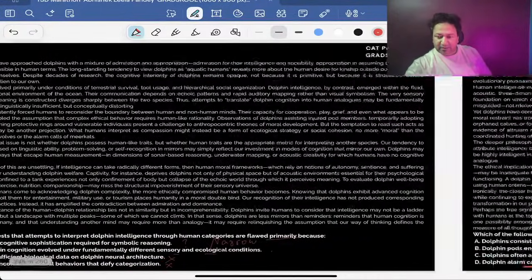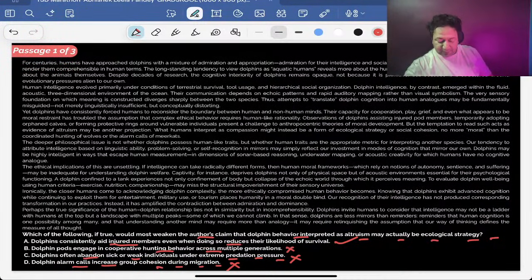Ankit, question 2 में why not D? Weekend dolphin alarm calls increase group cohesion during migration. ये strategy होगी ना? Ankit, this is a strategy. See, what we have to weaken, we have to weaken the strategic part. We have to support the altruistic part.